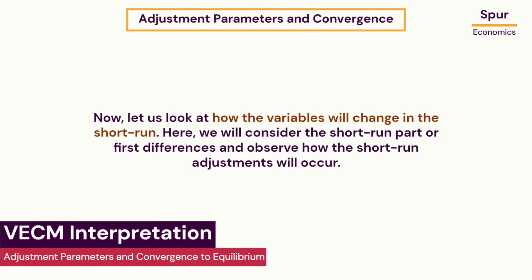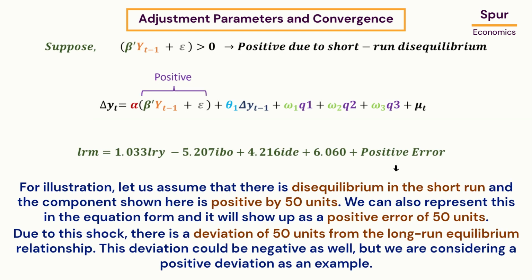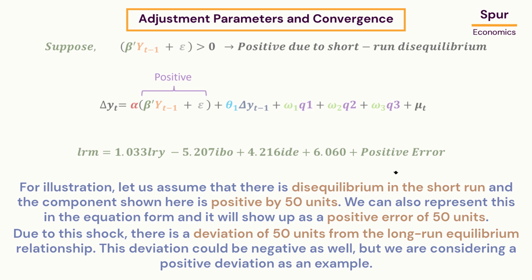Now, let us look at how the variables will change in the short run. Here, we will consider the short-run part or first differences and observe how the short-run adjustments will occur. For illustration, let us assume that there is disequilibrium in the short run and the component shown here is positive by 50 units. We can also represent this in the equation form and it will show up as a positive error of 50 units. Due to this shock, there is a deviation of 50 units from the long-run equilibrium relationship. This deviation could be negative as well, but we are considering a positive deviation as an example.